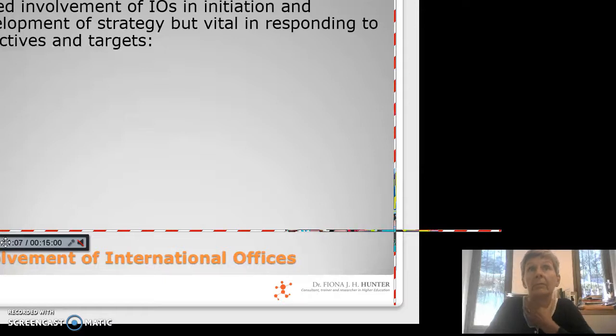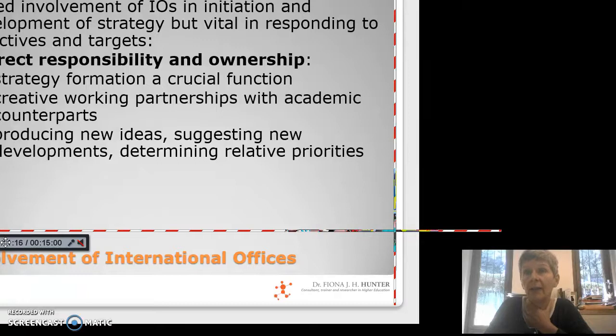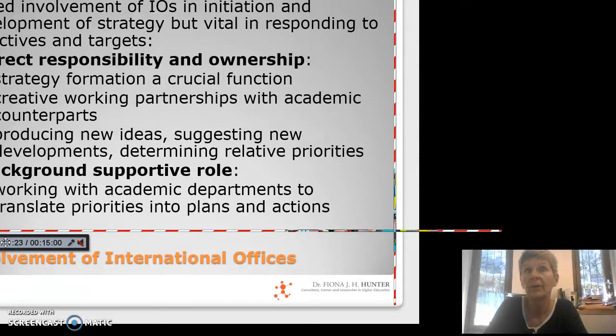We also see varied involvement then in internationalisation offices when it comes to strategy development. Some offices have direct responsibility and ownership in the development of a strategic plan, whereas others are much more of a background supportive role. Both of these are key and important, but again, it's important that you understand clearly in this development of strategy where you sit, what kind of role you're being expected to play.